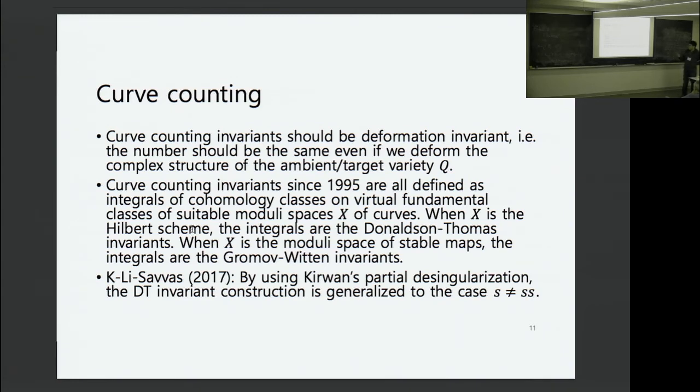As I mentioned, there can be many ways to compactify the space of curves. If you use the Hilbert scheme, then for the Hilbert scheme of curves on a Calabi-Yau threefold, the integrals you get are called the Donaldson-Thomas invariants. And if your X is a moduli space of stable maps, the integrals are Gromov-Witten invariants. A recent development in curve counting theory these days. This paper was completed only last month.